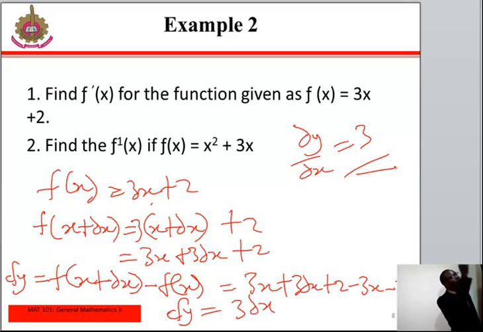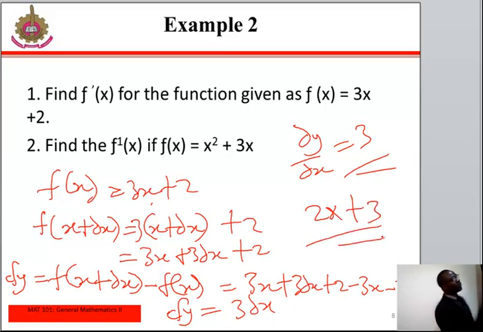Now if you apply that same step in solving this second example, you are going to arrive at your answer, which should be 2x plus 3. If you get that right, that is the answer.